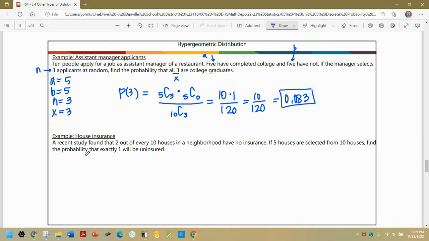All right, next example. A recent study found that 2 out of every 10 houses in a neighborhood have no insurance. If 5 houses are selected from 10 houses, find the probability that exactly one will be uninsured. Okay, well, we've got A, B, N, and X. Your N is the number of trials. So we are selecting 5 houses. So that's our N. We are hoping to get exactly one that will be uninsured. That's going to be our X value.